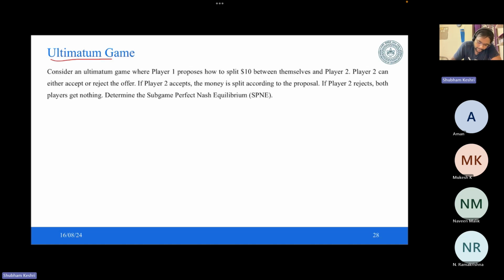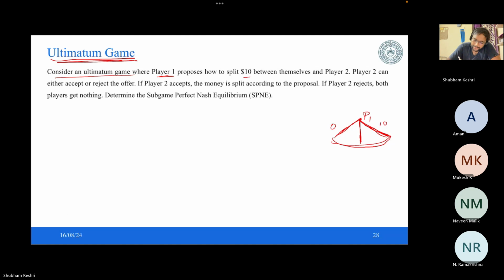So this is an example of an ultimatum game. In an ultimatum game, player 1 is playing first. All right. And he has infinite strategies. In this game, I have limited it to some number of strategies, but suppose he has infinite strategies from 0 to a value. Over here I am saying 10, right?